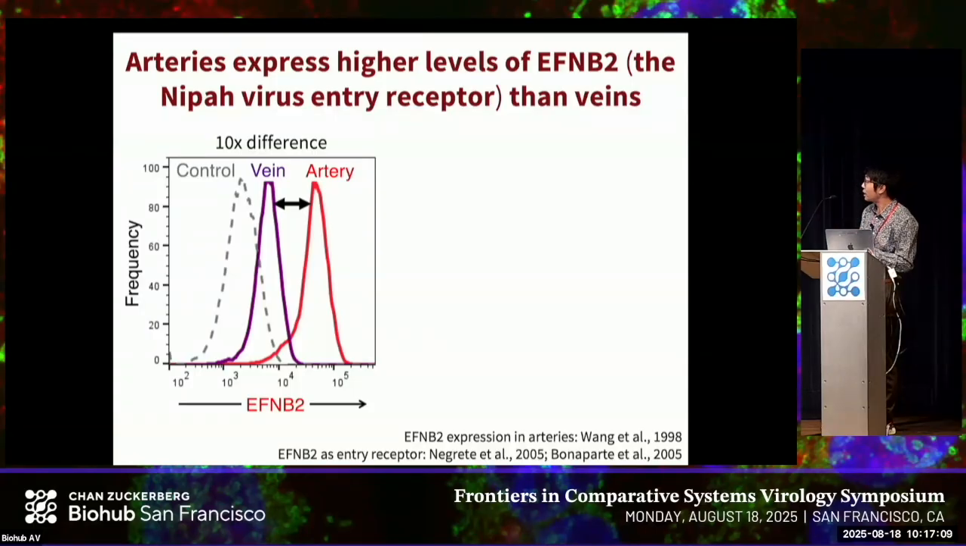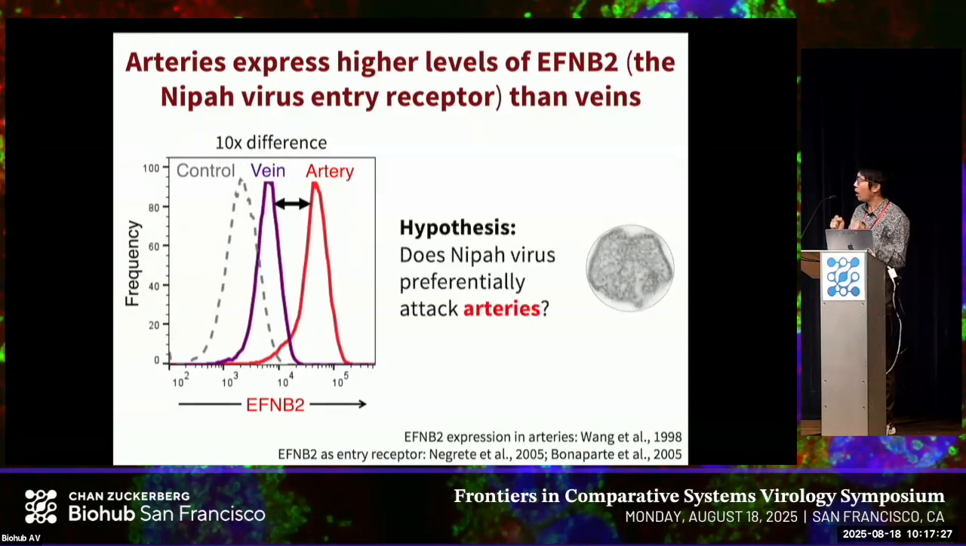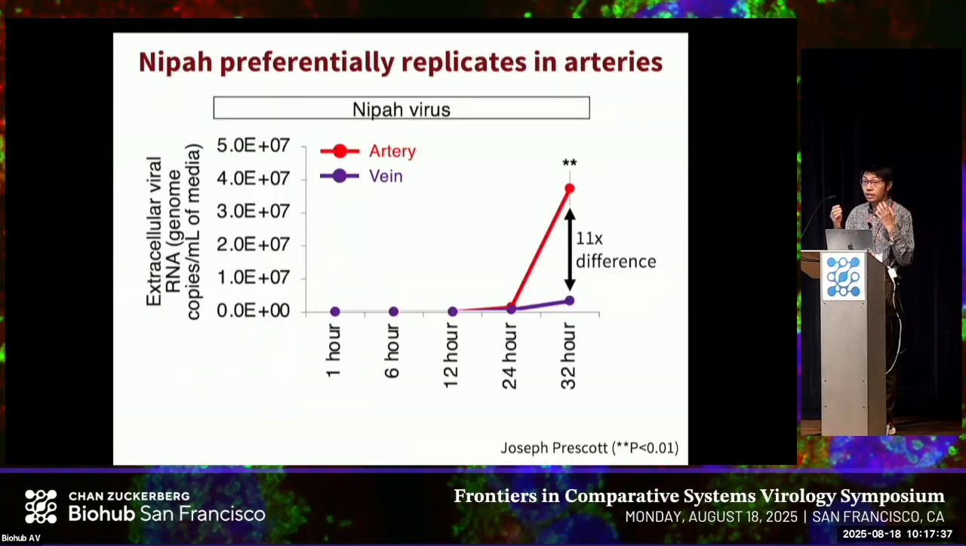So the real reason that we got into Nipah virus is because of this FNB2. FNB2 to us is really special in the vascular field because it's actually known to be a marker of arteries. And you can see in our cells, FNB2 protein is at 10 times higher levels in arteries than veins. Thought, that's really interesting. So while we would assume that viruses would infect the entire vasculature equally, maybe Nipah virus preferentially attacks artery cells. And so we found that this is the case in our lab with the BSL-2 pseudovirus, but the real proof came from our collaborator, Joe Prescott.